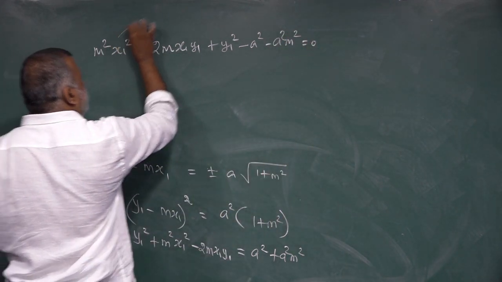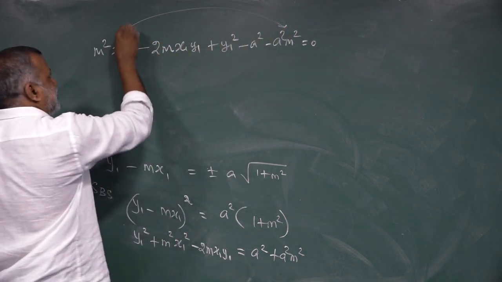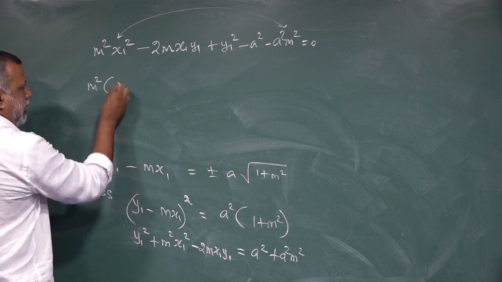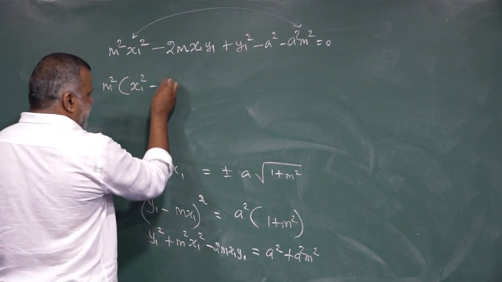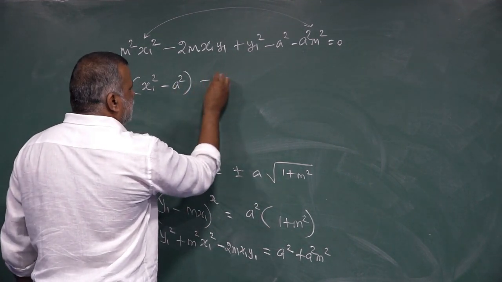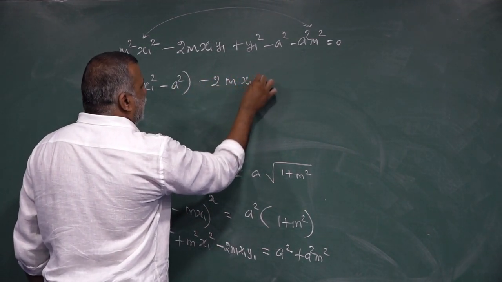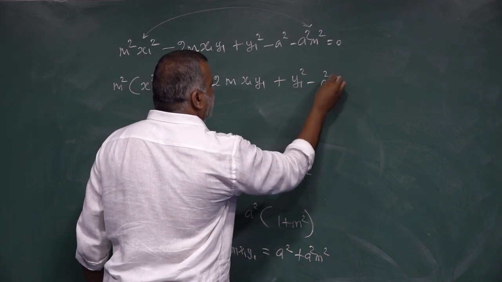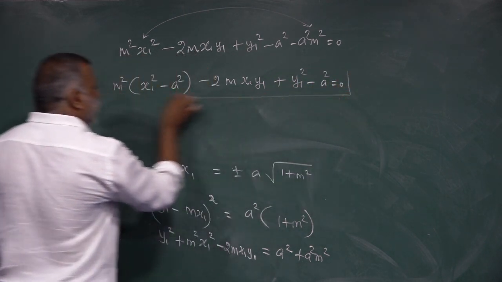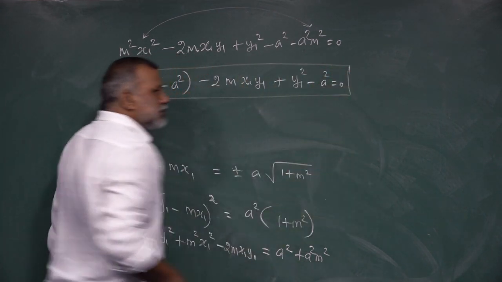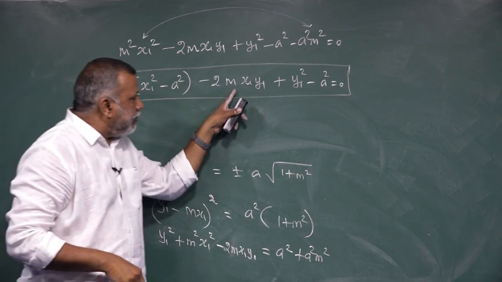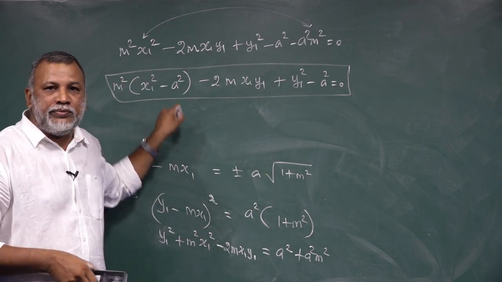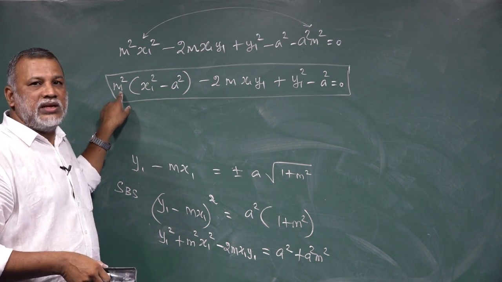See here, both have the same m squared terms. Therefore, I can take out m squared as a common factor. The remaining is x1 squared minus a squared. Here, minus 2m x1 y1. Then plus y1 squared minus a squared equal to 0. Now you can just verify this equation. See, m squared, then m, these are the terms, and the rest are constants. So m squared means it must be a quadratic equation in m.